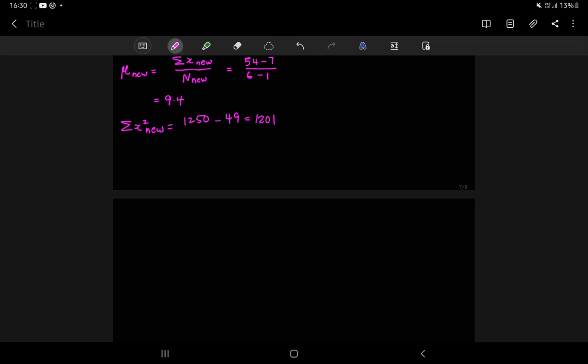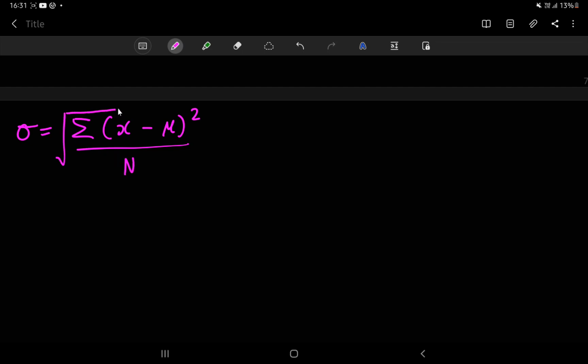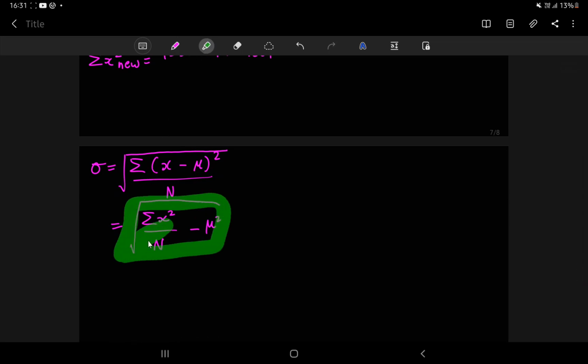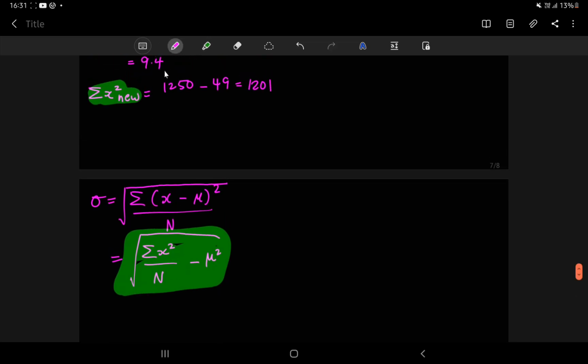So we need to use our standard deviation formula. For standard deviation we have two formulas. The first is the square root of the sum of x minus mu, or the mean, squared, divided by the total number of data. This is also equivalent to the square root of the sum of square divided by the number of data, minus the mean square. It is convenient to use the second formula because we have the sum of square value over there, so we can just use it.